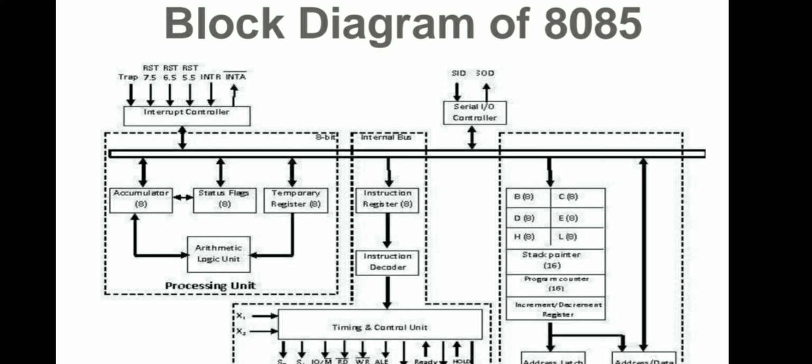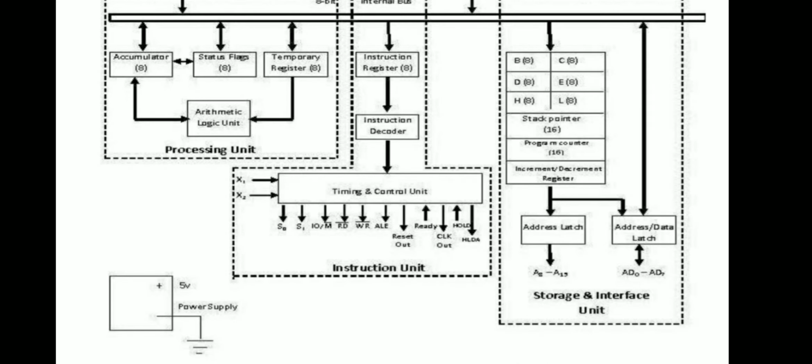Next one is the serial input output controller. SID is used for serial input data and SOD is used for serial output data. In the 8085 microprocessor, there is an 8-bit internal bus and a 16-bit address bus. And for power supply, we use a 5-volt power supply.